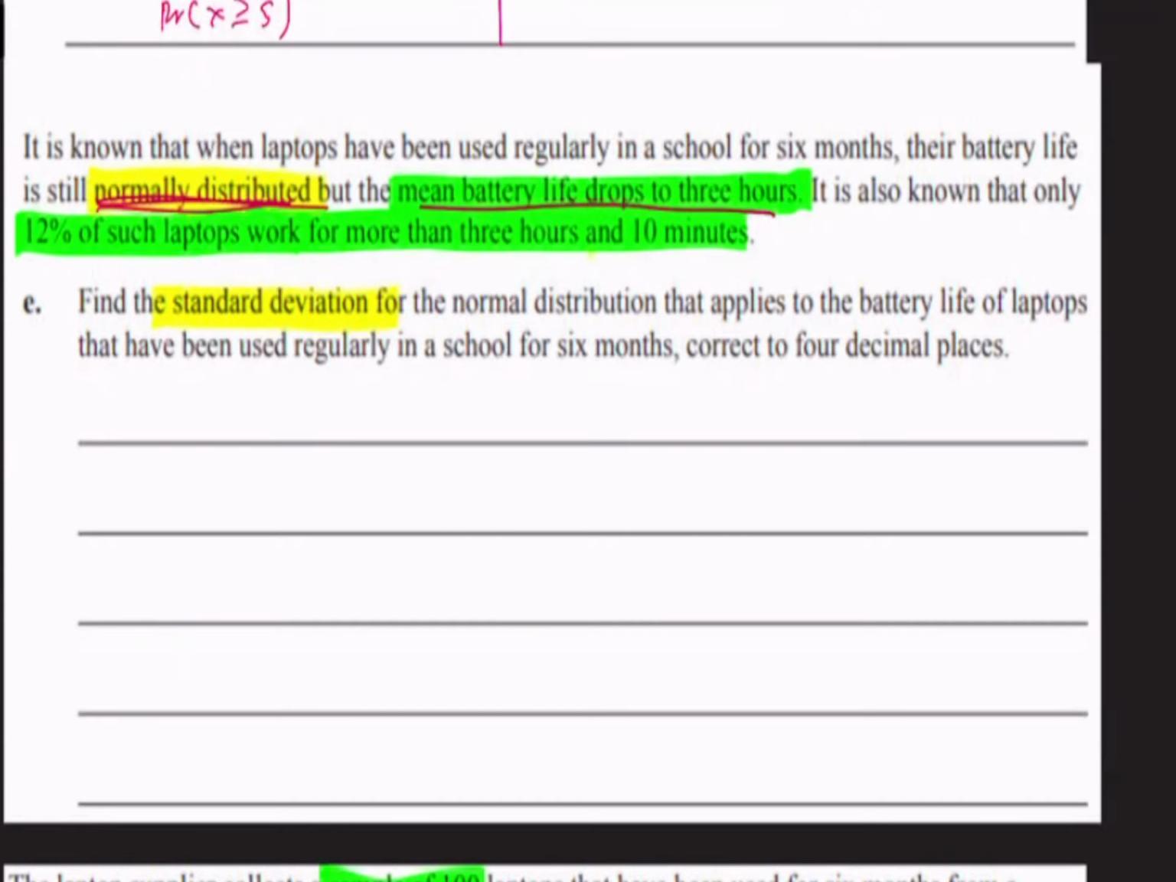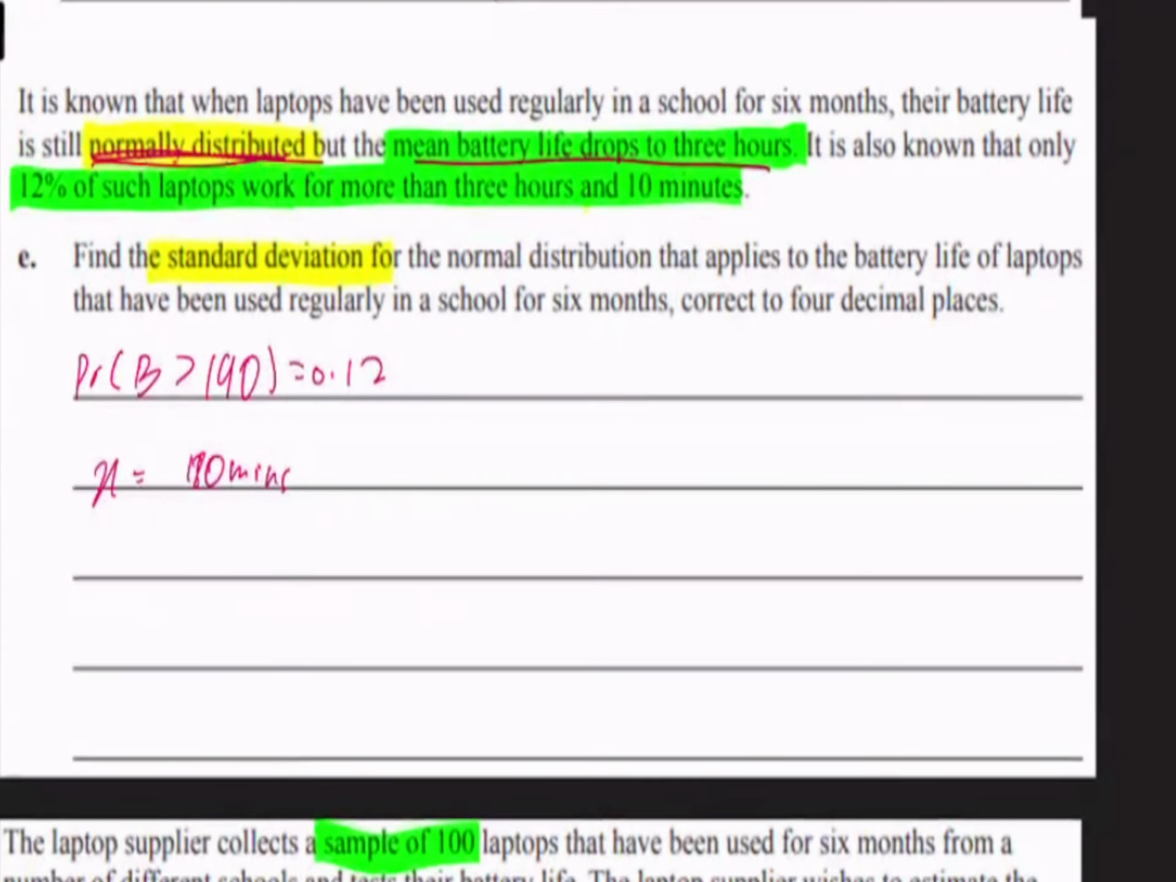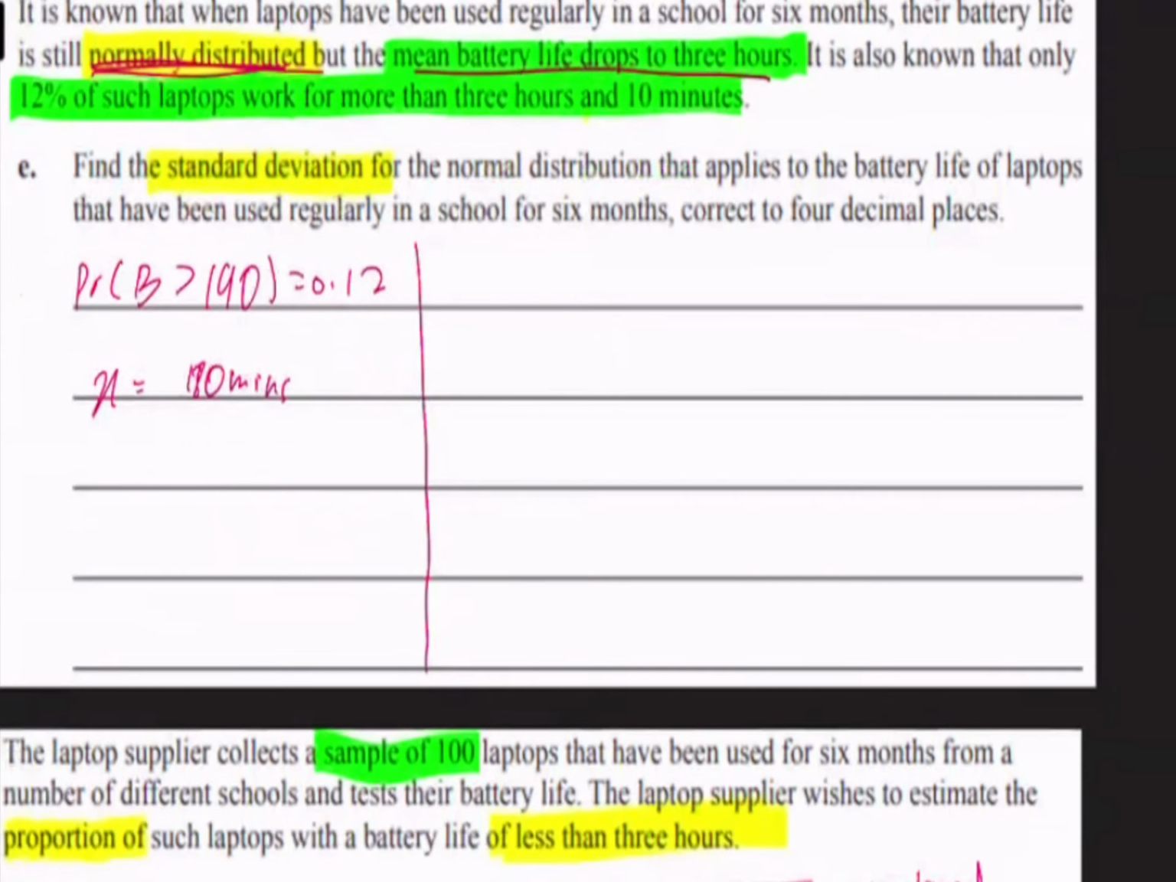So first we'll just write down the information that we know. The probability that battery life is greater than 190 is 0.12, and the mean is 3 hours, so it's 180 minutes. And now we're trying to find the standard deviation for the battery life. Anytime we're trying to find standard deviation or mean, the one thing we can rely on is standard normal distribution.